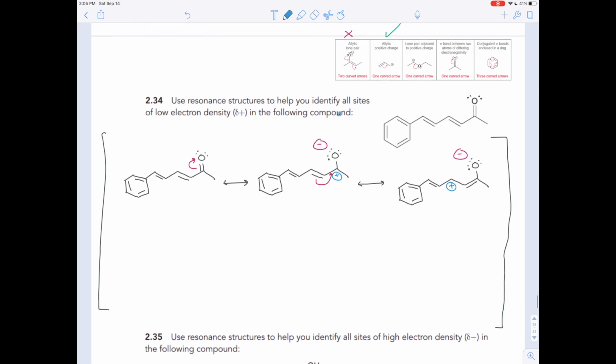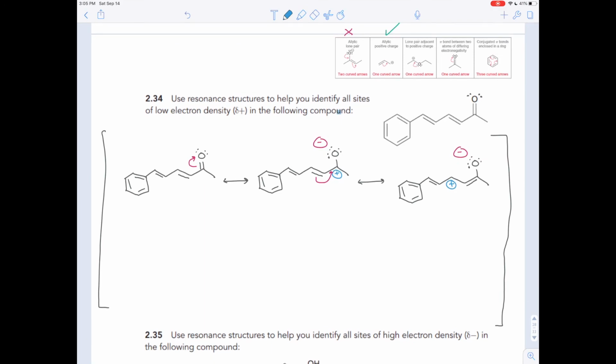Now, the purpose of this exercise is for us to see where there is positive charge in the molecule. So we want to see how this positive charge can move around. We don't necessarily have to draw all of the resonance structures that are possible. We want to draw the ones that have a positive charge in them at different places.